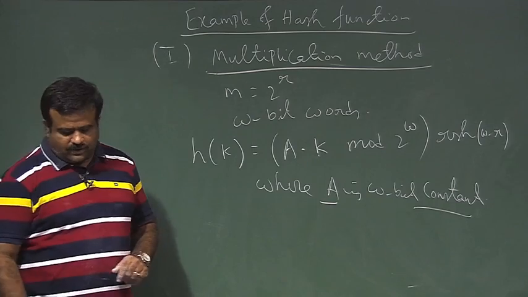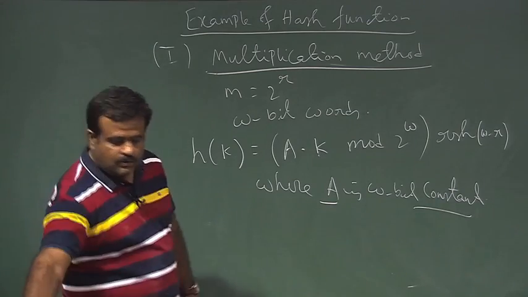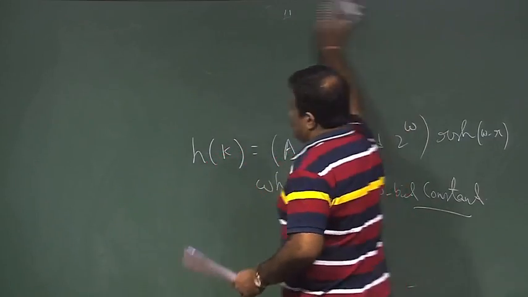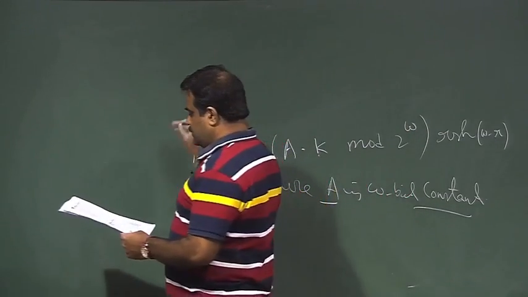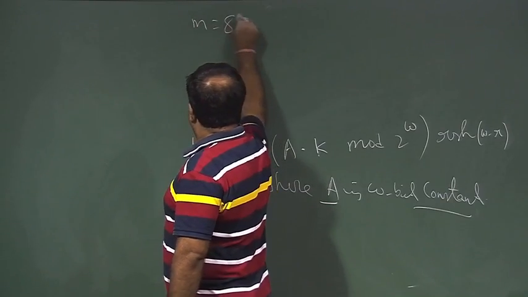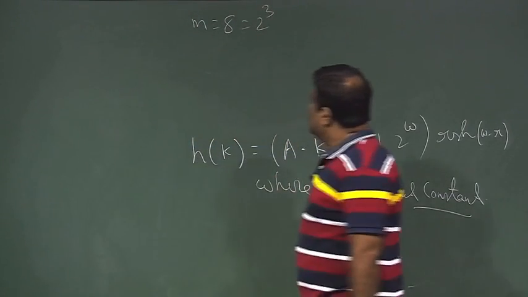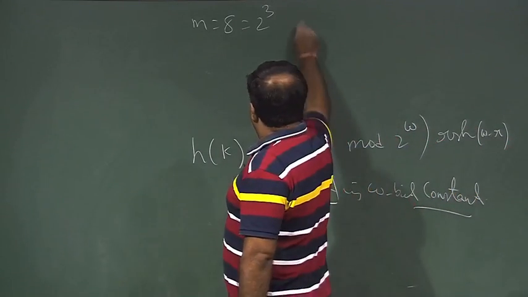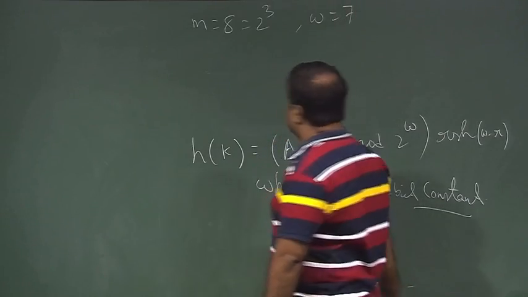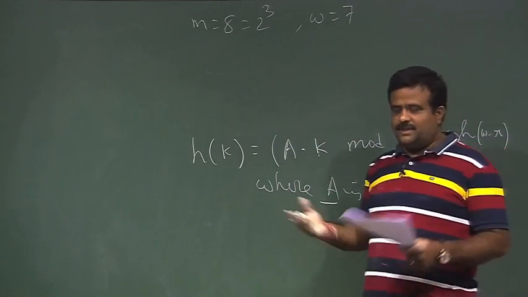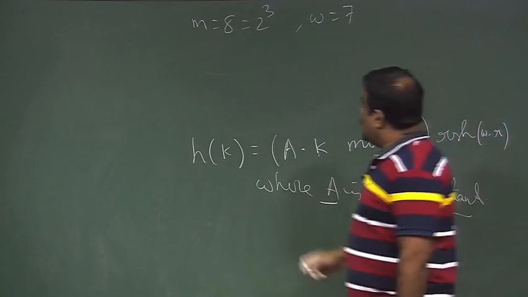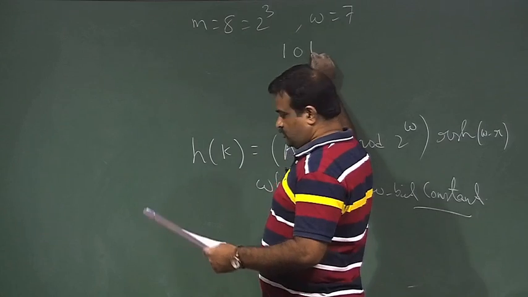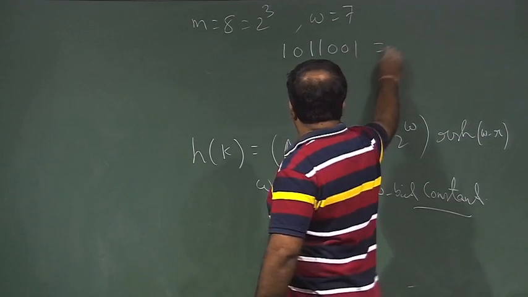We will take an example for this. Suppose m is 8, 2 to the power 3. So, we have 8 slots, 0 to 7. Okay, and our w is, say, 7 bit. Suppose our computer is a 7 bit computer, I mean an old computer. Okay, so now we choose a, also 7 bit. Say a is a constant, we choose 1 0 0 1. So, this is our a, say.